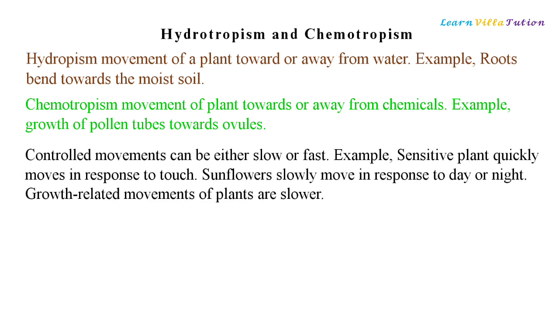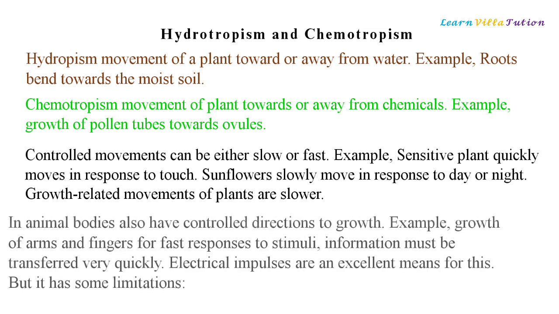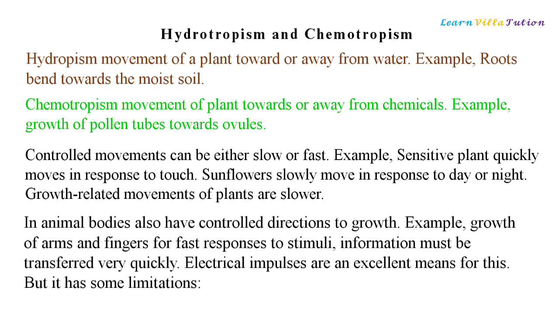Controlled movements can be either slow or fast. For example, a sensitive plant quickly moves in response to touch. Sunflowers slowly move in response to day or night. Growth-related movements of plants are slower. Animal bodies also have controlled directions of growth, for example, growth of arms and fingers for fast responses to stimuli.